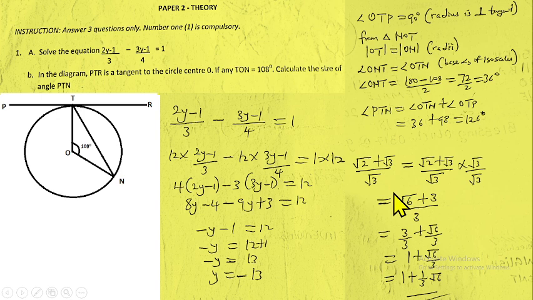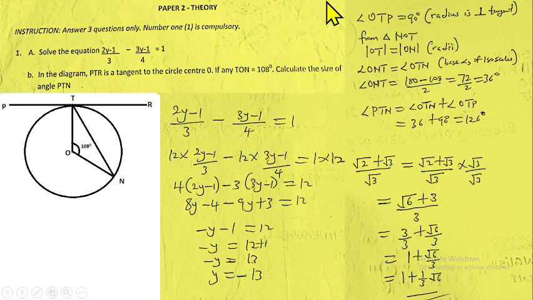I can rearrange this. That will be 3 plus root 6 over 3, which we can split as well to be 3 over 3 plus root 6 over 3. So 3 can go into 3. That will be 1 plus root 6 over 3, and that can be written as 1 plus 1 over 3 root 6. So that is the solution for question number 1.